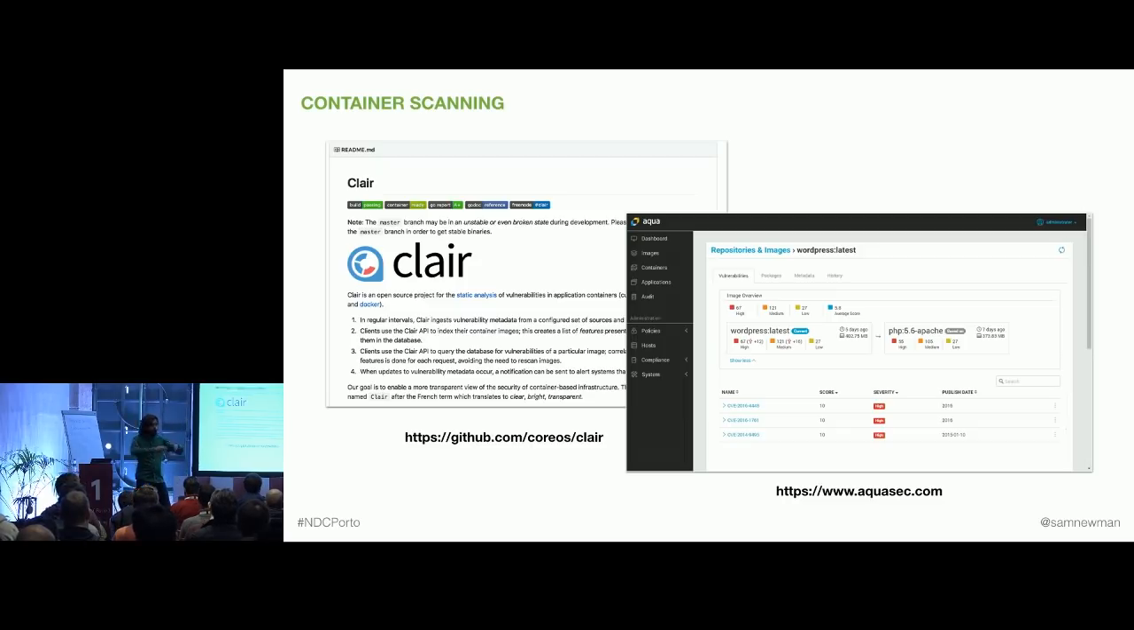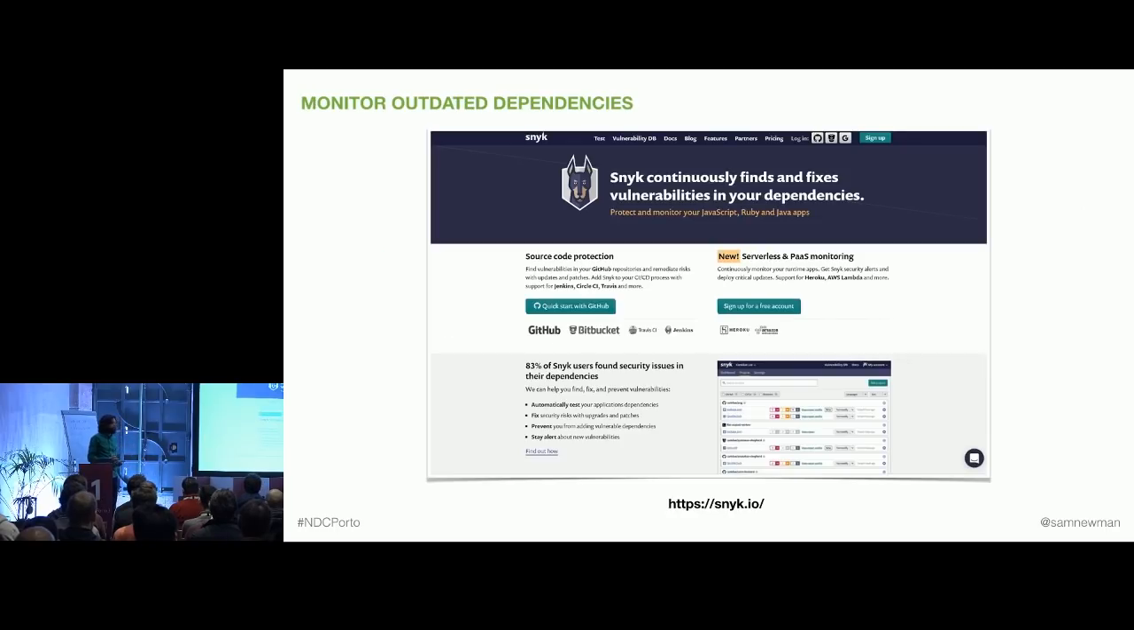So it can say, well, these are the containers you've got, here are the vulnerabilities we're seeing, you may need to do something about it. So it's well worth a look, have a play around with that tool if you're worried about this stuff. For developer dependencies, the tool I like the most is a tool called Snyk.